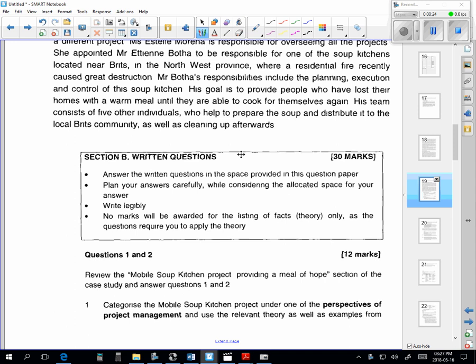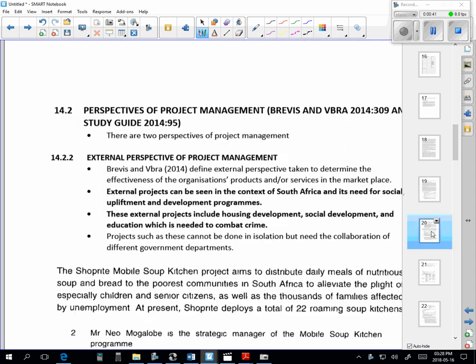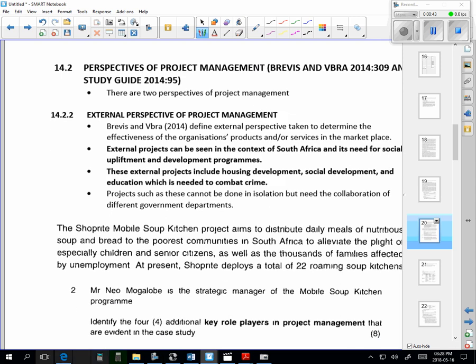Review the mobile soup kitchen project, providing a meal of hope section of your case study. Then characterize the mobile soup kitchen project under one of the perspectives of project management and use a relevant theory from your examples. Now, if you look at the last case study we looked at as well, you had to say whether it's from an internal perspective or an external perspective.